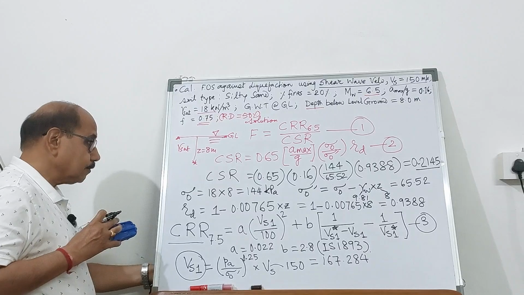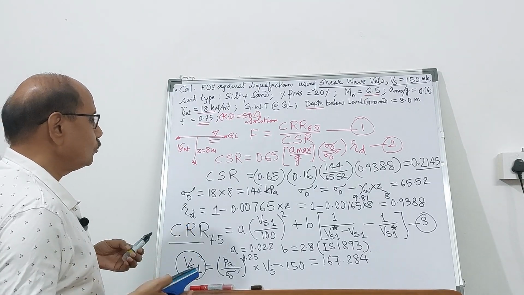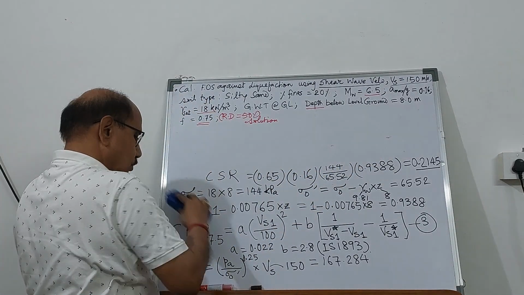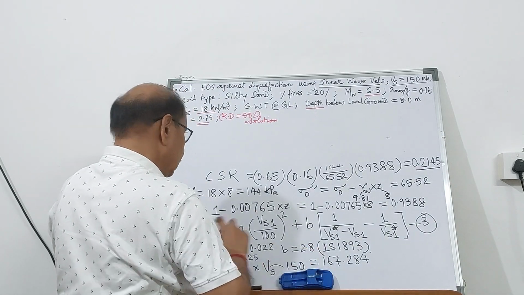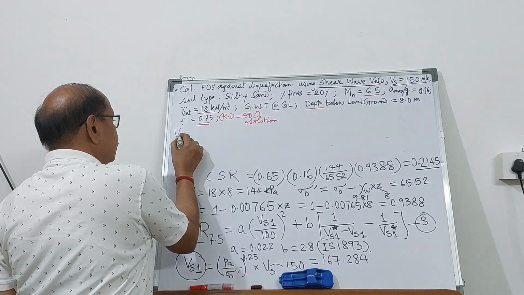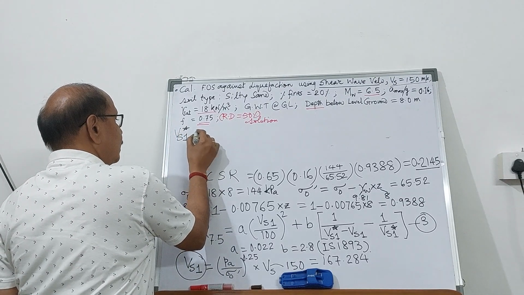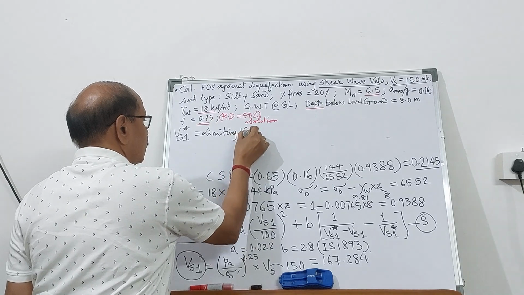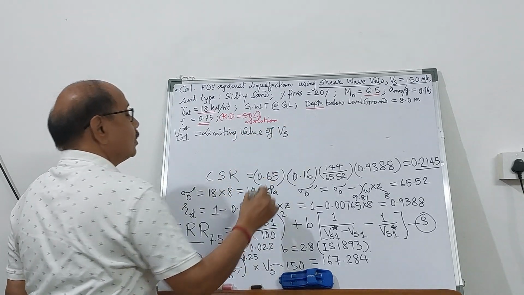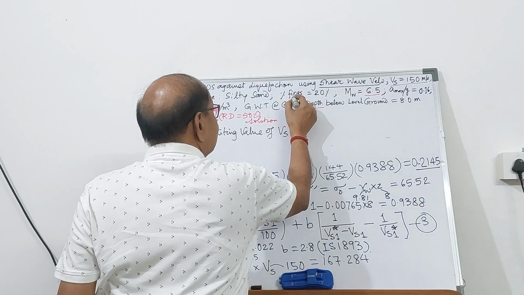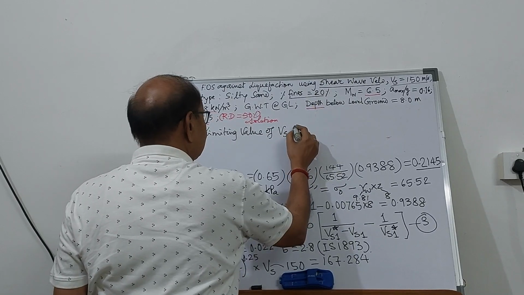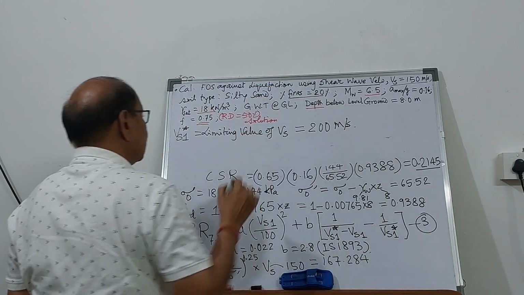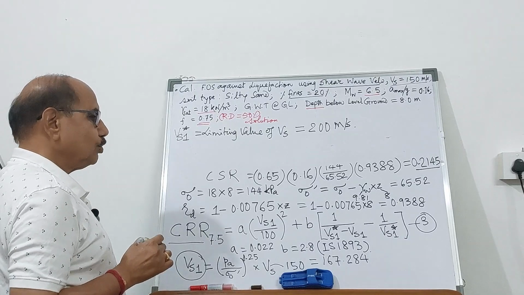So let us calculate this. So Vs1 prime star equal to limiting value of Vs. So for given fine content which is 20%, the limiting value of Vs is given to you as 200 meter per second. So this is also known to you.